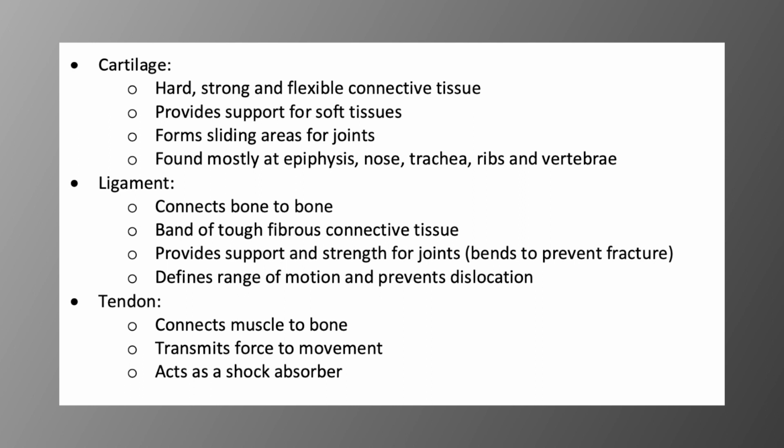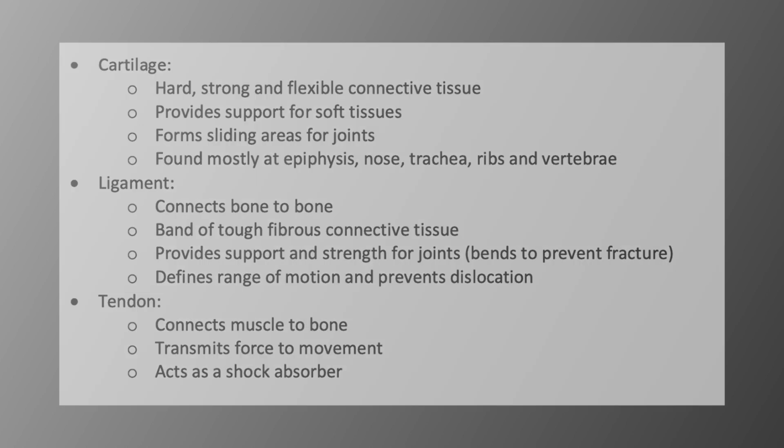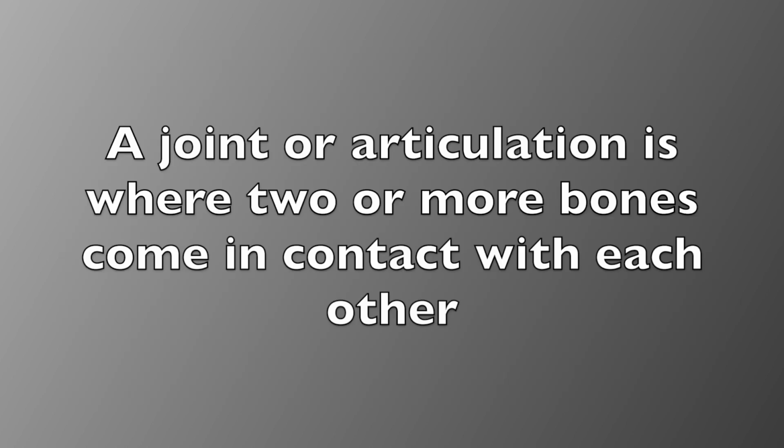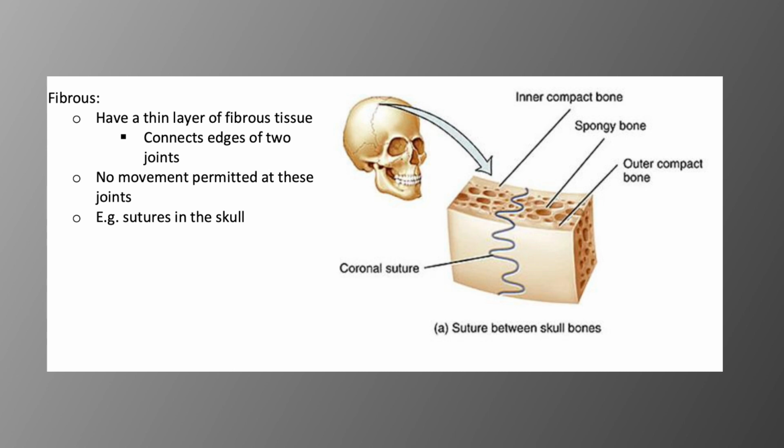1.1.7 is simple as it's just the definition of joints. A joint, or articulation, is where two or more bones come into contact with each other. Memorize that and you're sorted for this AO1. Now, let's explore the different types of joints in 1.1.8. Fibrous joints have a thin layer of fibrous tissue and connect edges of two joints. They allow no movement and include sutures in the skull.